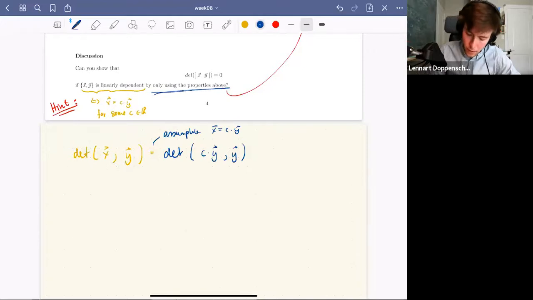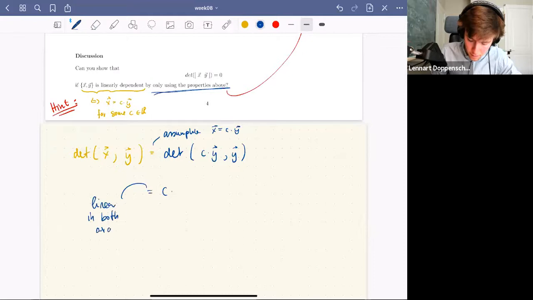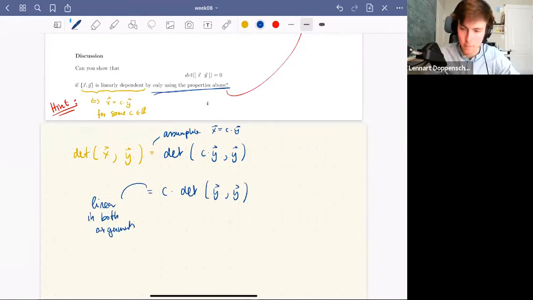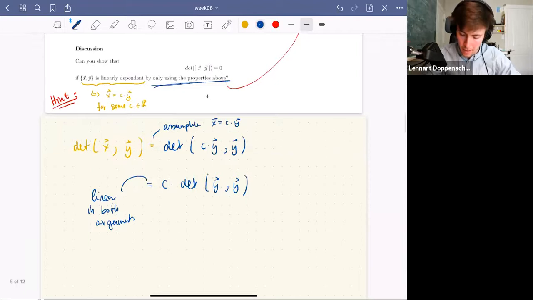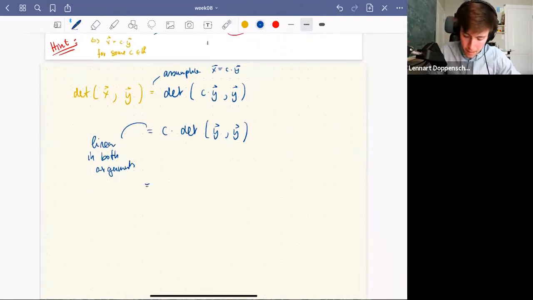Yes. So now we need to get rid of c because it's linear in both arguments. We can write the c in front, and then we just have the determinant of y, comma y. And then as the last step, what we use is alternating.